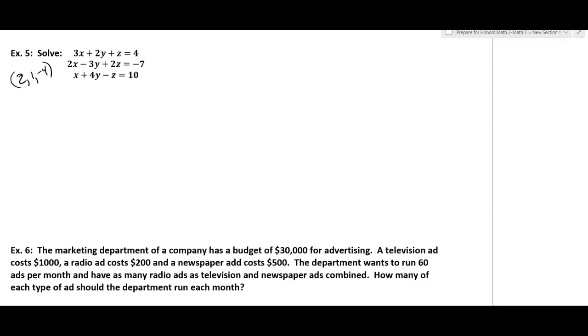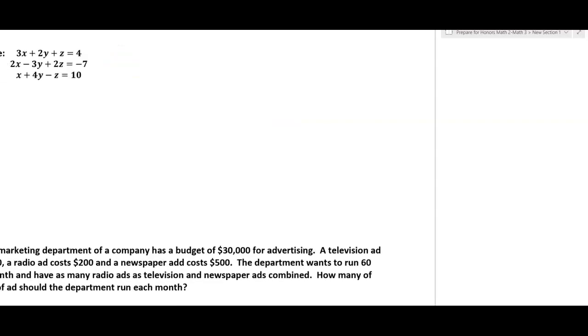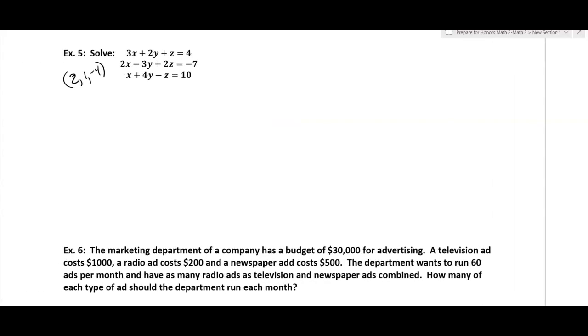For this, I look and see that z is probably the easiest to eliminate here. So I'm going to use these two equations to eliminate z. I'm going to multiply the top one by negative 2. That would give me negative 6x minus 4y minus 2z equals negative 8. The middle equation will stay the same.